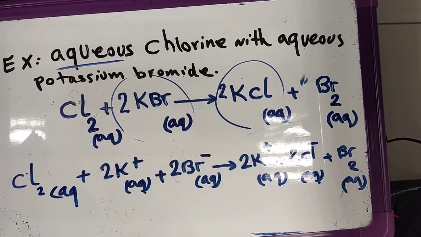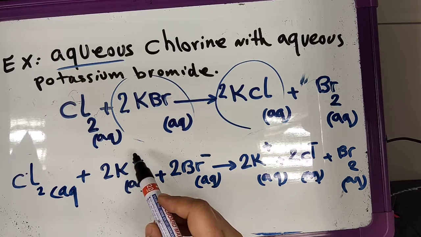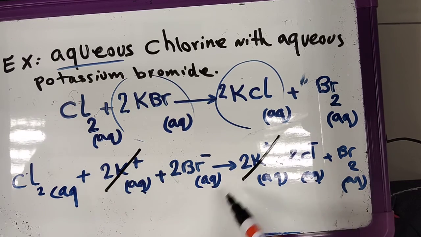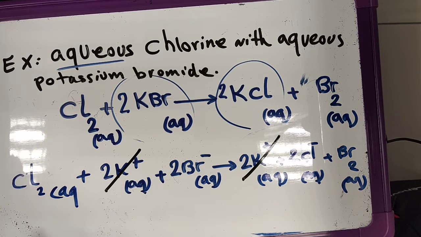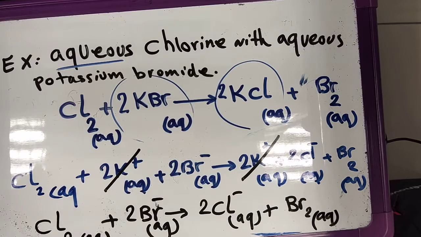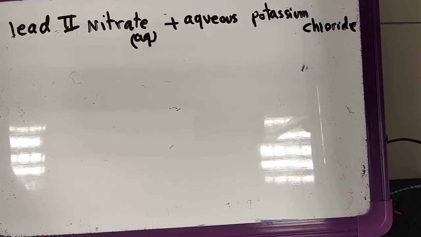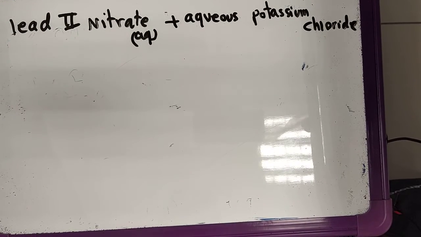At the next step, we omit the spectator ions. The spectator ions here are these two that are the same, 2K positive and 2K positive. The rest are different. So I rewrite the equation, this time by omitting the spectator ions. So this is the ionic equation without the spectator ions. The next example is lead(II) nitrate in aqueous form plus aqueous potassium chloride, and you have to write the ionic equation.